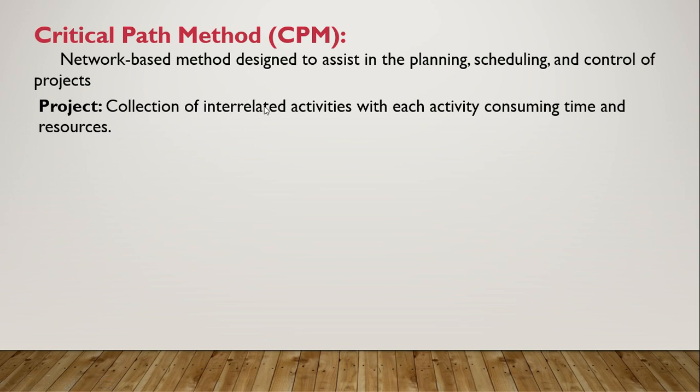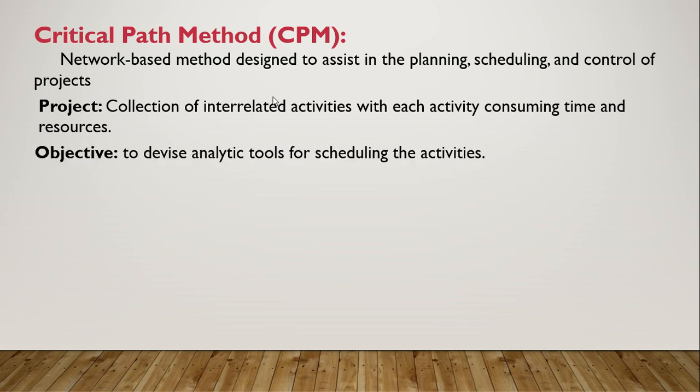Suppose there are three activities A, B and C. A and B can both be performed simultaneously, but activity C cannot be started if activity A or activity B is not completed. For starting C, you must have completed activity A and activity B. So that is the definition of interrelated activities, and we are going to use the term precedence for that. The objective, of course, is to schedule the activities and minimize the duration of the project.